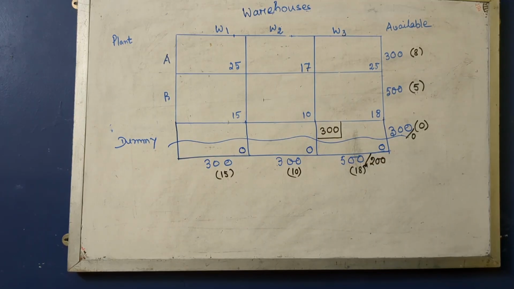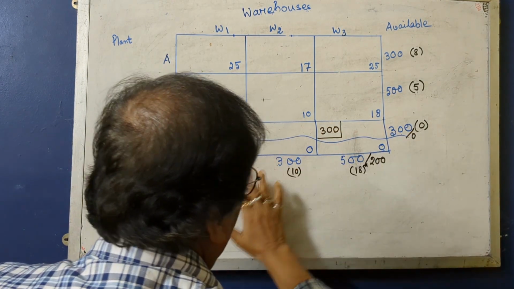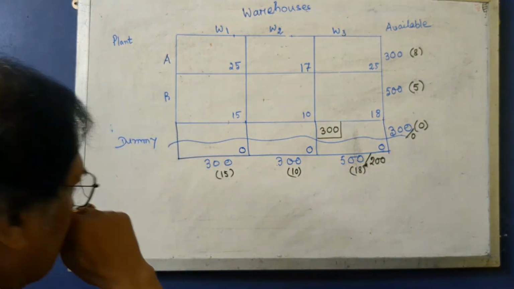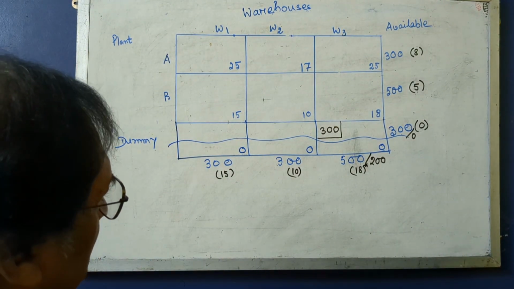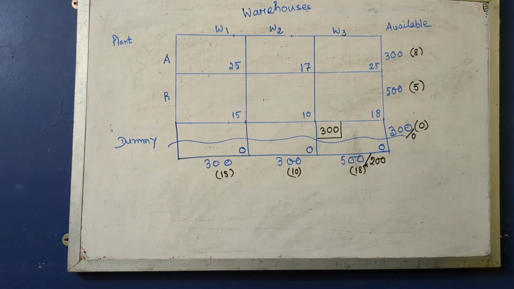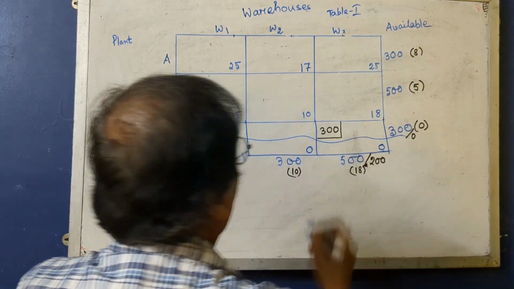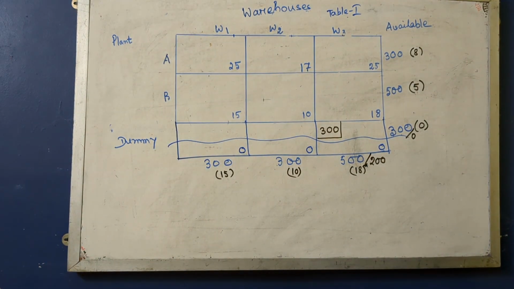Okay, now the revised table will be this. I'm erasing this part. You have to do a separate table in your copy, but just to save space, I'm erasing on this same table. So now this is table 1, you can note it. Now I am going for table 2.